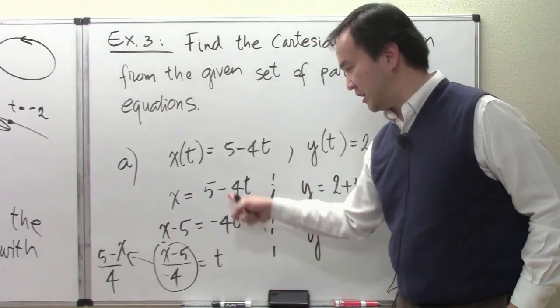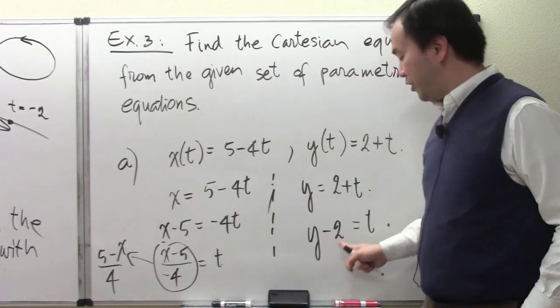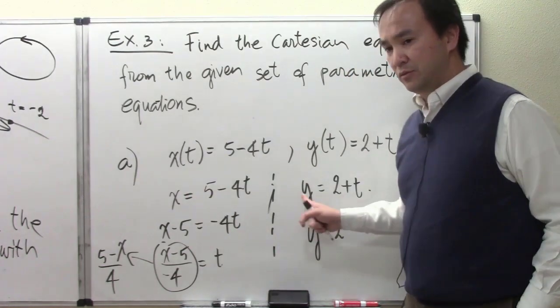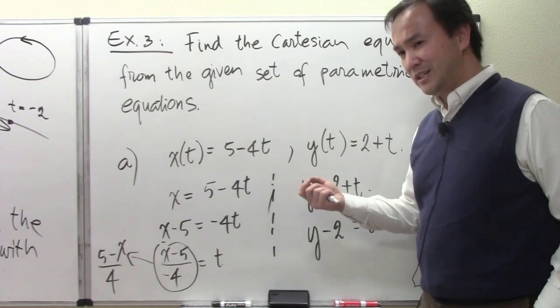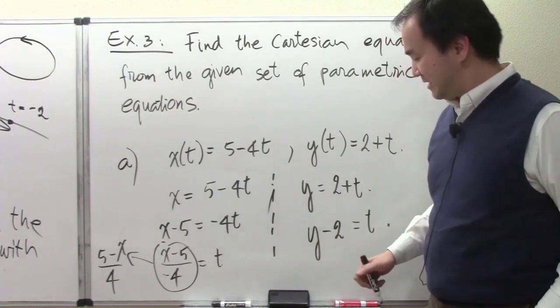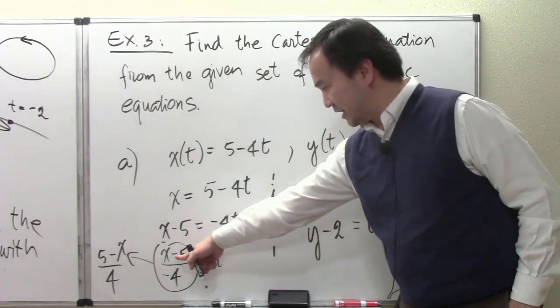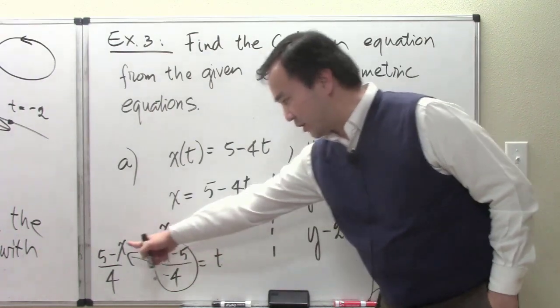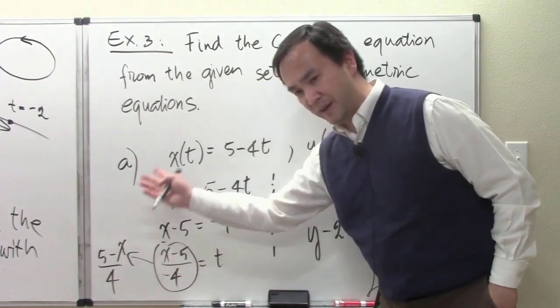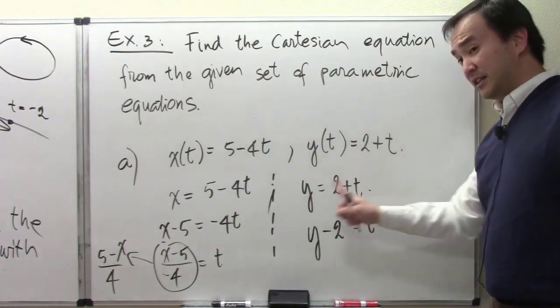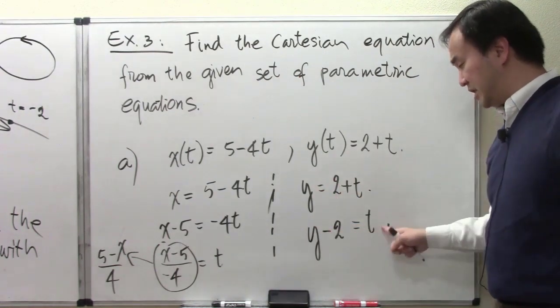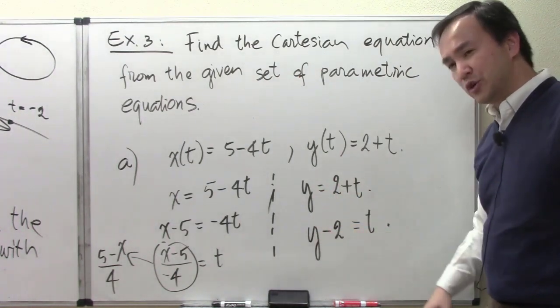We solve for t from this x equation, and we also solve for t from this y equation. What's good about that? Now t equals (x minus 5) over negative 4, or (5 minus x) over 4, depending on how you want to see it. And at the same time, t equals y minus 2.